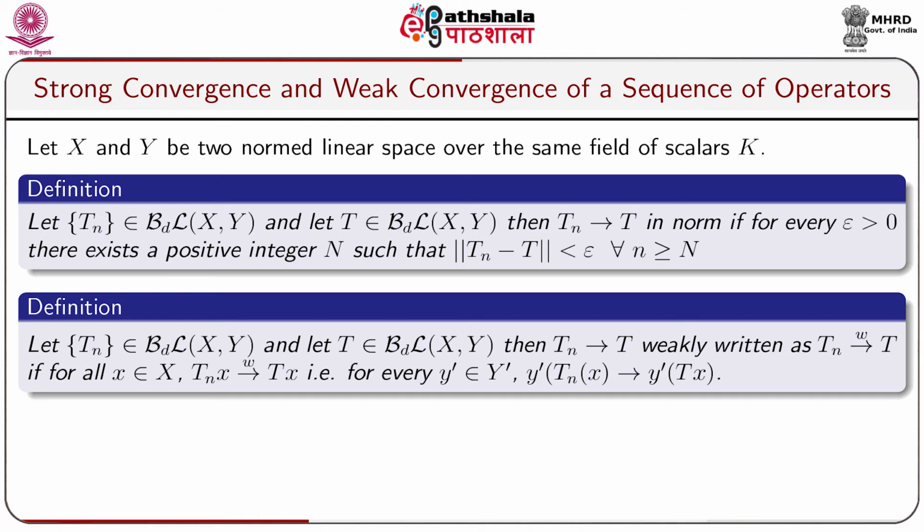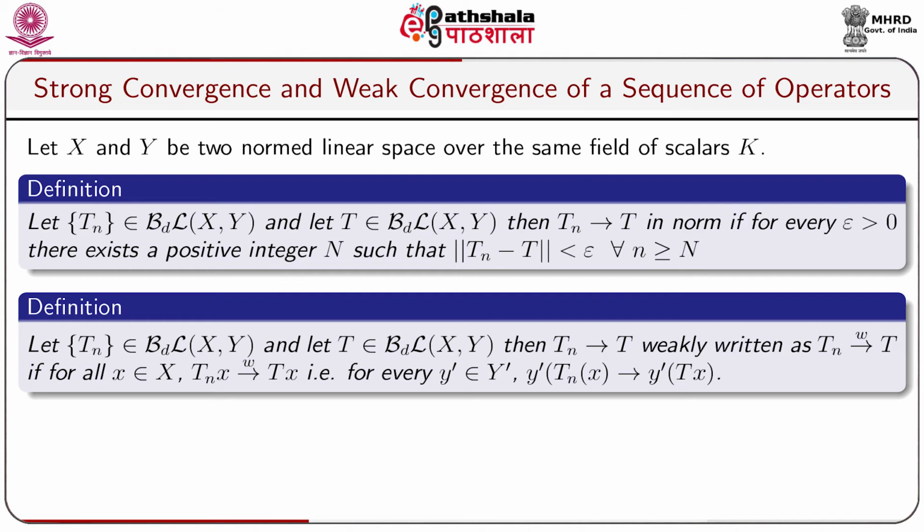Now, we take some definitions. Let capital X and capital Y be two normed linear spaces over the same field of scalars capital K. Let the sequence Tn belong to B(X,Y). That means B(X,Y) is the collection of all bounded linear operators from X to Y. And let T belong to B(X,Y). Then Tn converges to T in norm if for every epsilon greater than 0, there exists a positive integer capital N such that norm Tn minus T is less than epsilon for all n greater than or equal to capital N.